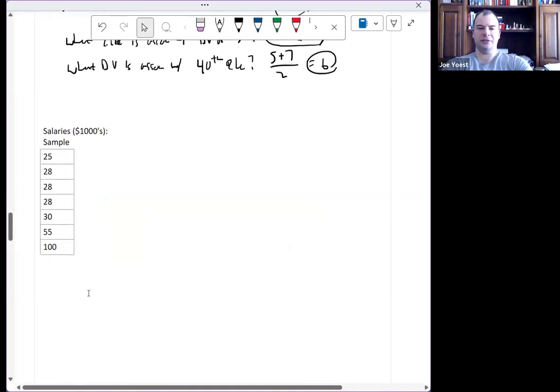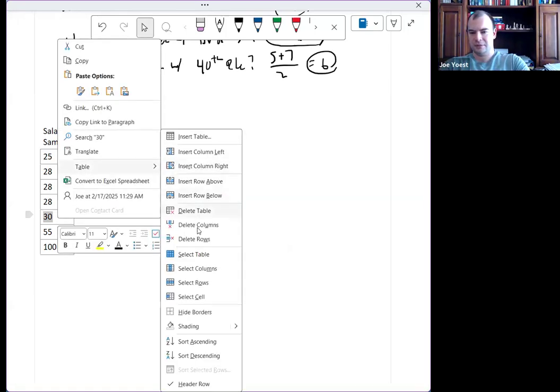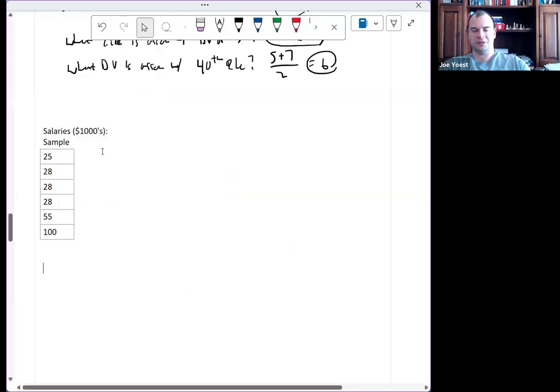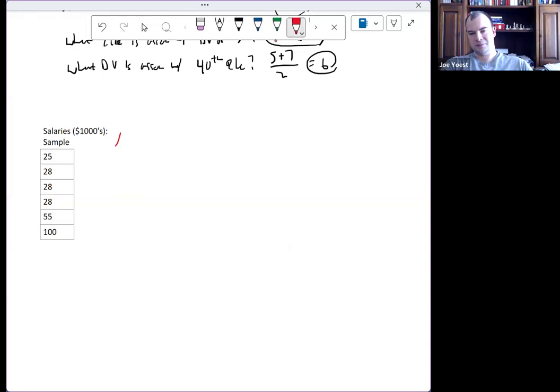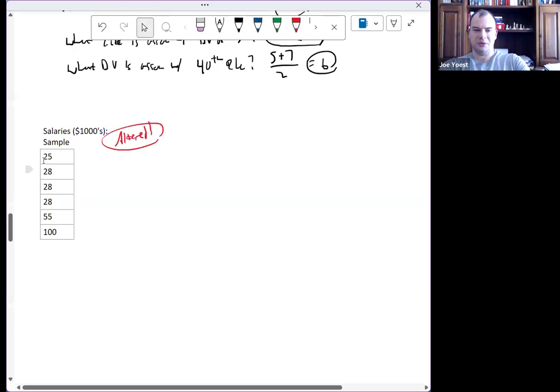Okay, let's take a look at our salary data. And here I'm going to cheat a little bit. I'm actually going to get rid of this 30 data point here if I can select it. Delete row. So this is altered from before. I just got rid of that so that we can see an example with an even number of data points. So we have our slightly altered salary data: 25, 38, 55, and 100.